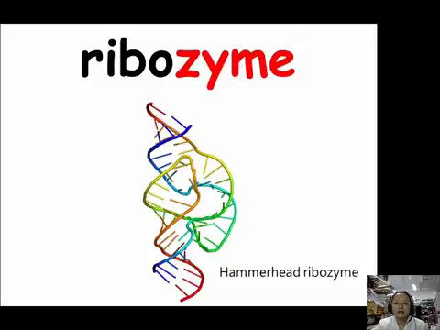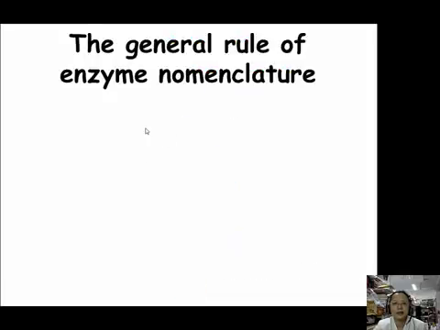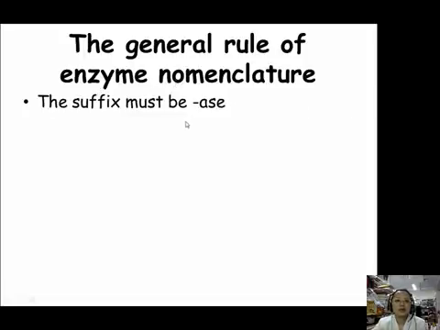For ribozyme, the secondary and tertiary structure is very important for its activity. And then for the suffix ase, we need to talk about the general rule of enzyme nomenclature, how to name your enzyme. First, all enzymes must come with the suffix ase, denoting it is an enzyme.